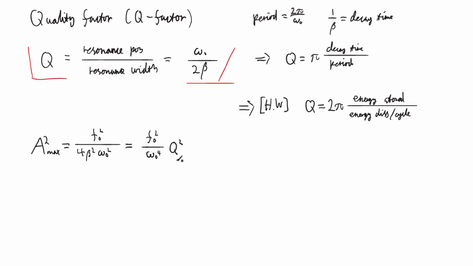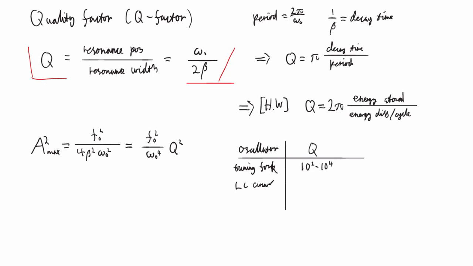Okay, and the Q factor, like I said, can in some oscillators be very large. So just to give some examples here. If you look at a tuning fork, which is an example of a resonator, it might have a Q on the order of 100 to 10,000. A typical LC circuit, maybe 1,000 to 10,000.